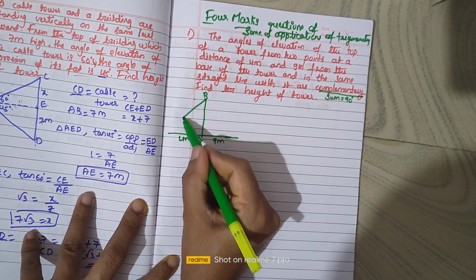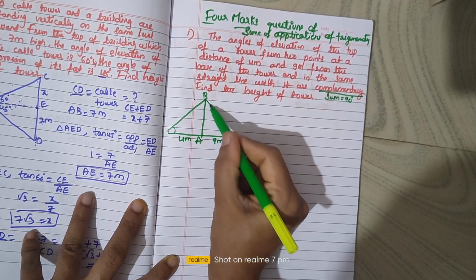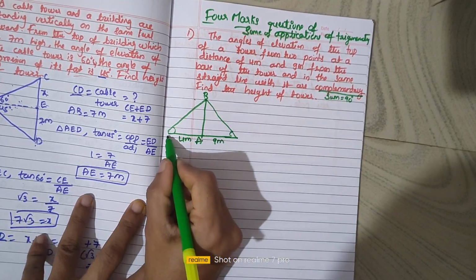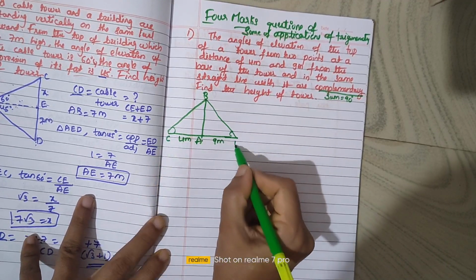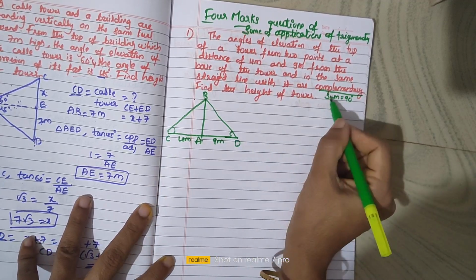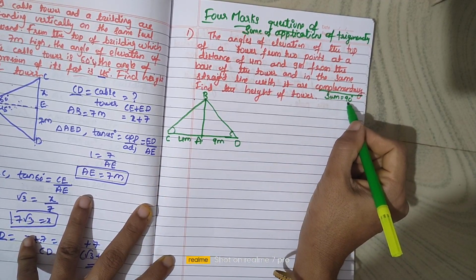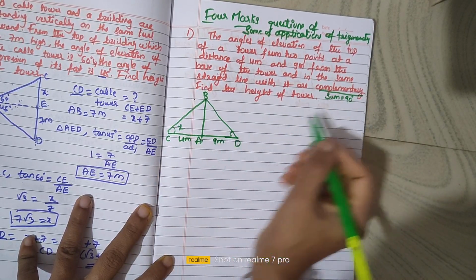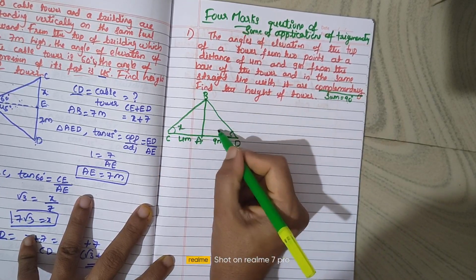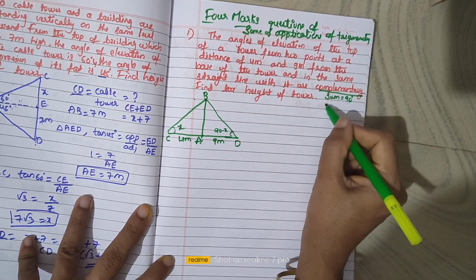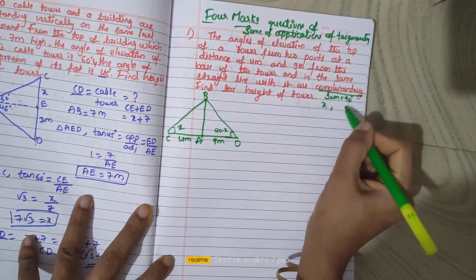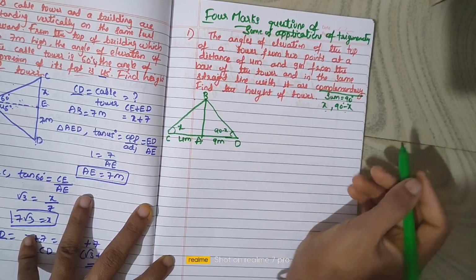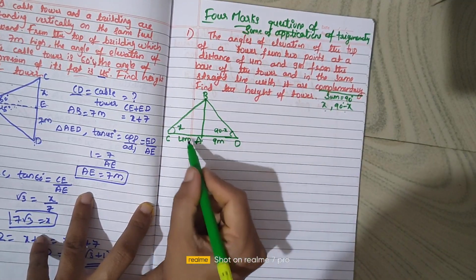So here I take the angles of elevation. These two angles are complementary. The 2 points are here, C and D. The sum of two angles is 90 degree, so I take one angle as x, then the other angle is 90 minus x. These two are complementary angles. Then here we will calculate for AB.